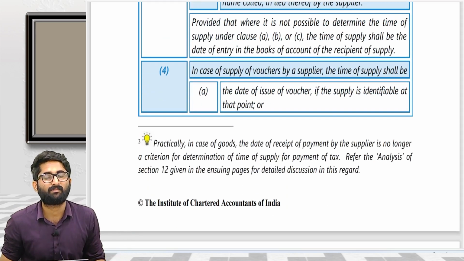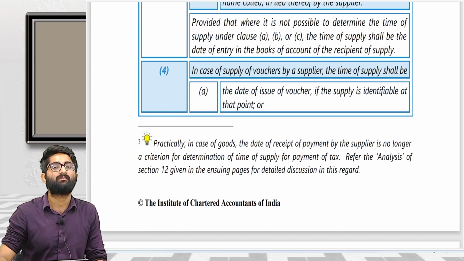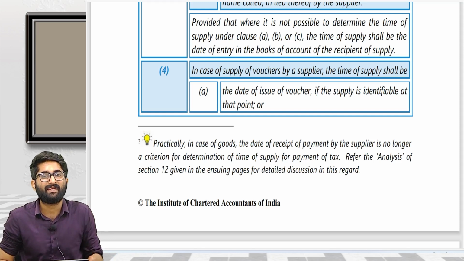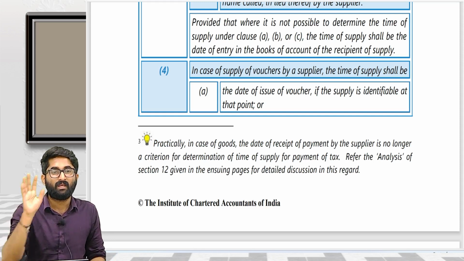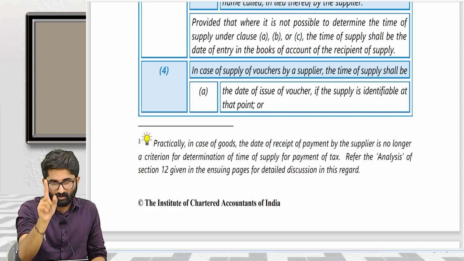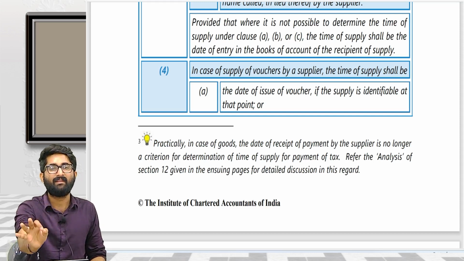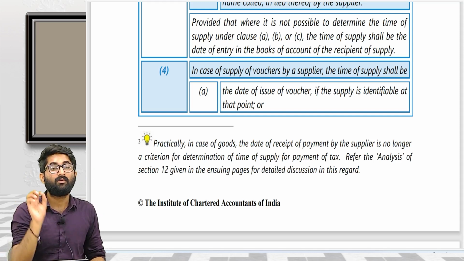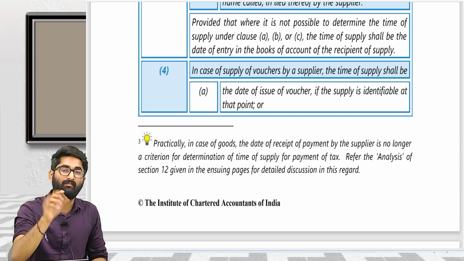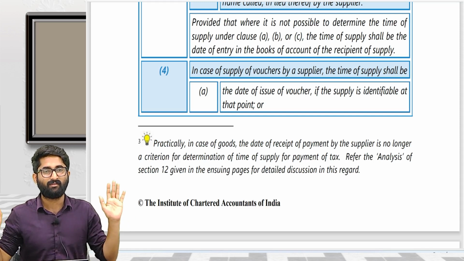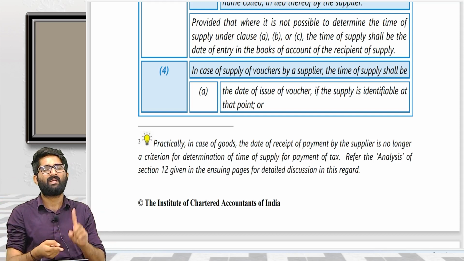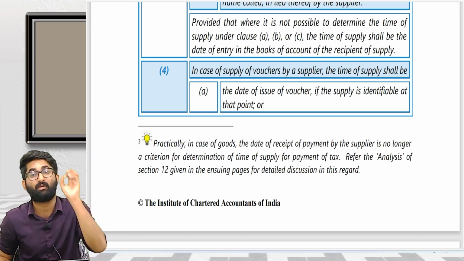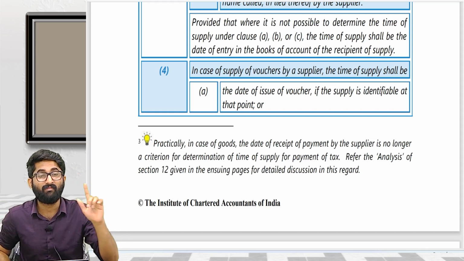Next one, section number 12 subsection 4 is talking about the vouchers. In case of vouchers, the time of supply is the date of issue of voucher if supply is identifiable at the prior. If the goods is identifiable, then the time of supply is the date of issue of the voucher. If the goods is not identifiable, then the date of redemption, not whichever is earlier. Section number 12 subsection 4, in case of voucher, if you can determine what is the goods, then the date of issue of voucher. If you cannot determine, then the date of redemption.